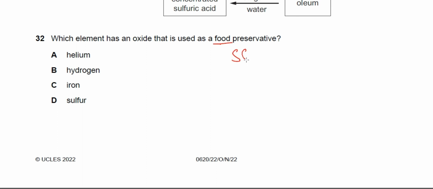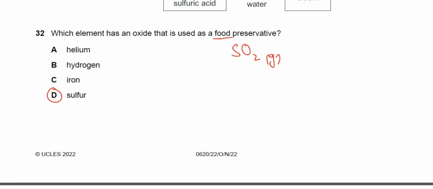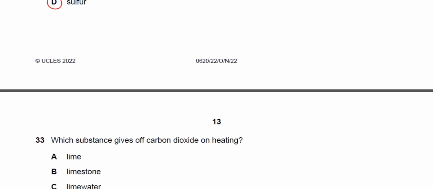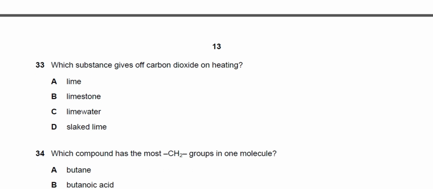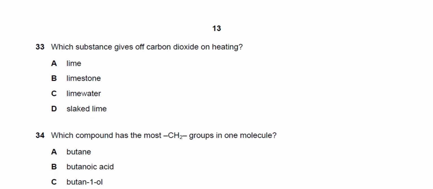Only one, which is sulfur dioxide, and that comes from sulfur. Yes, sulfur dioxide, a gas, so it is used as a gas. Is aluminium also used as a food preservative? No, aluminium is used only for the containers, making food containers.